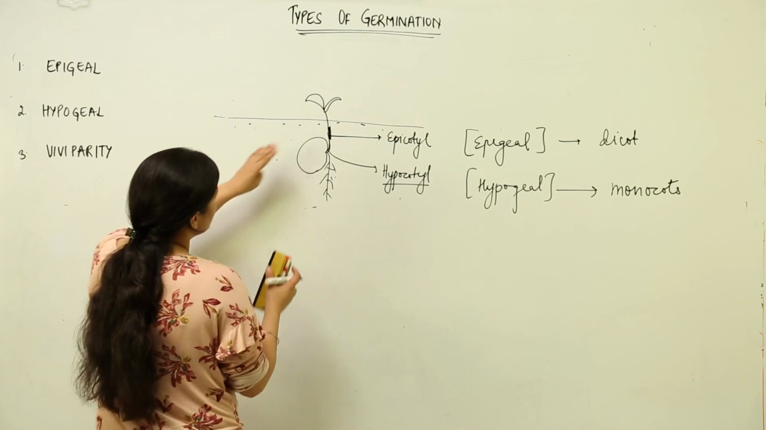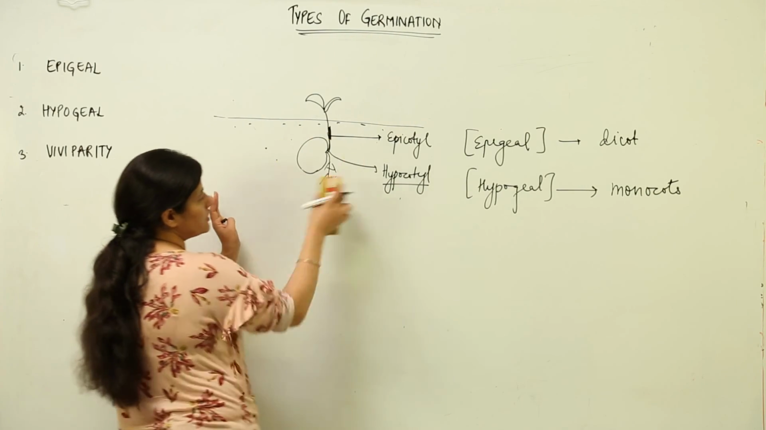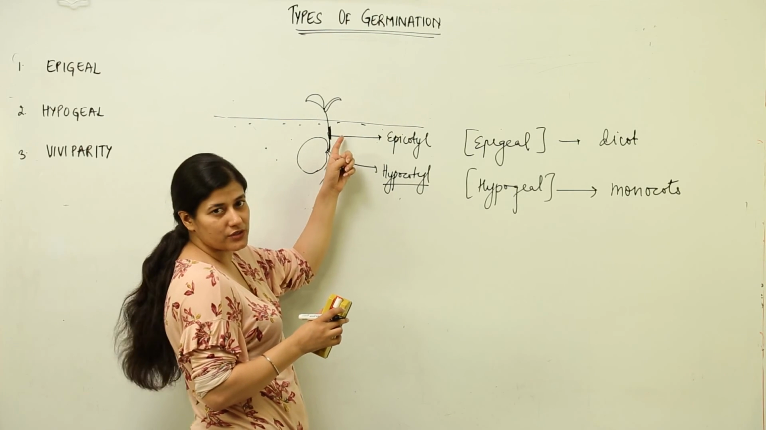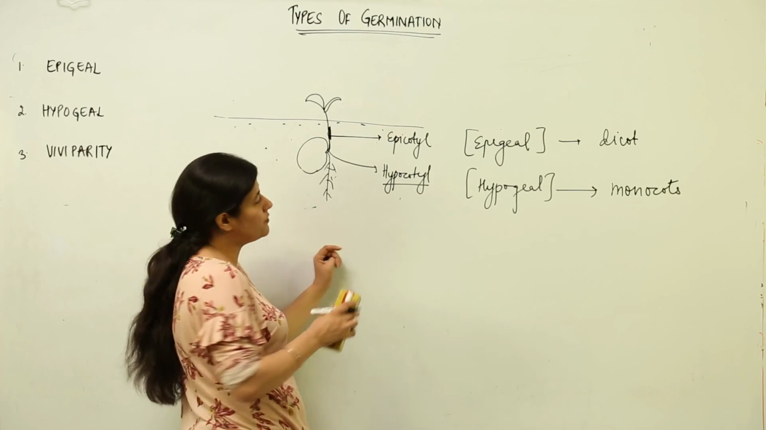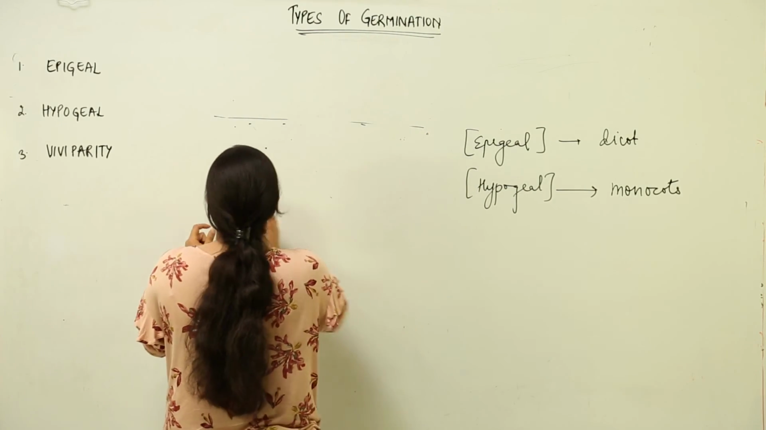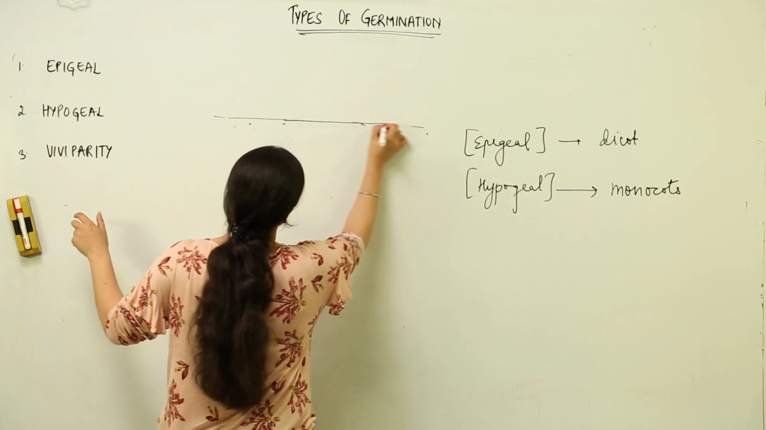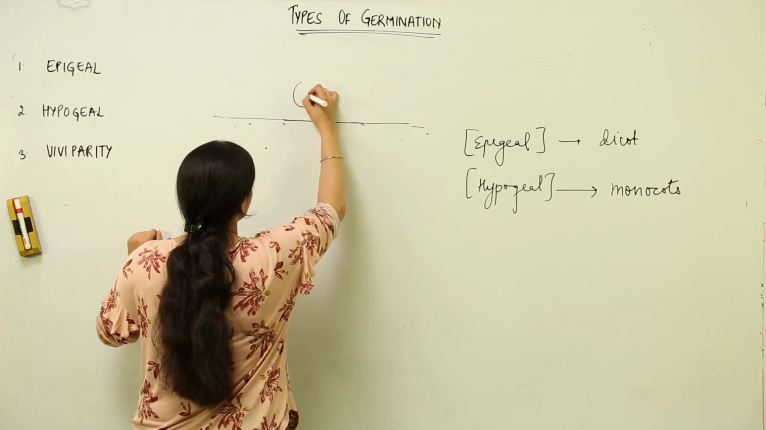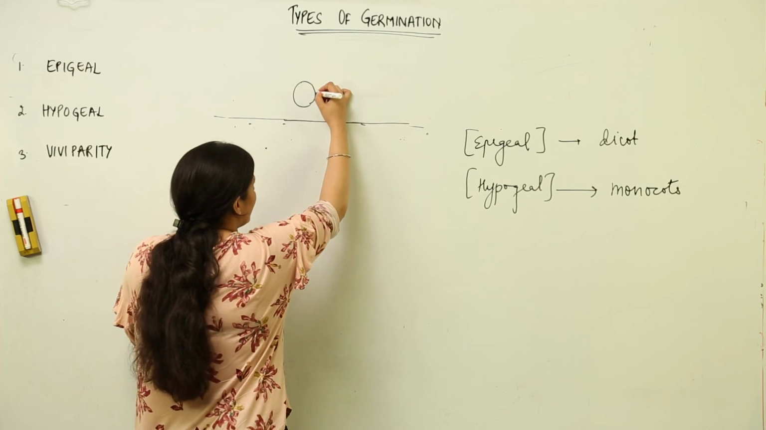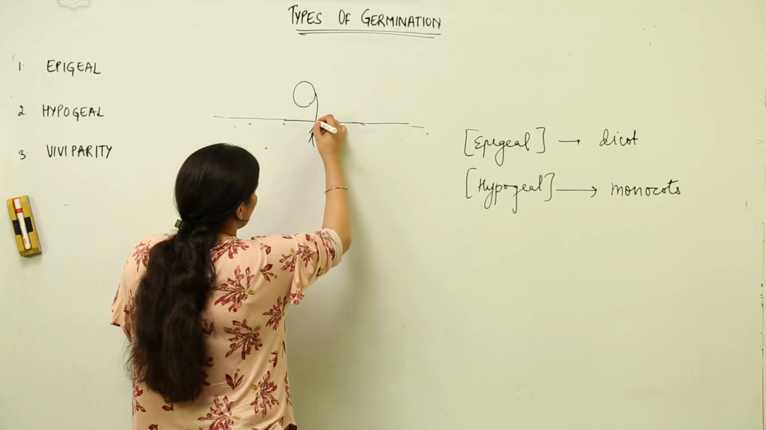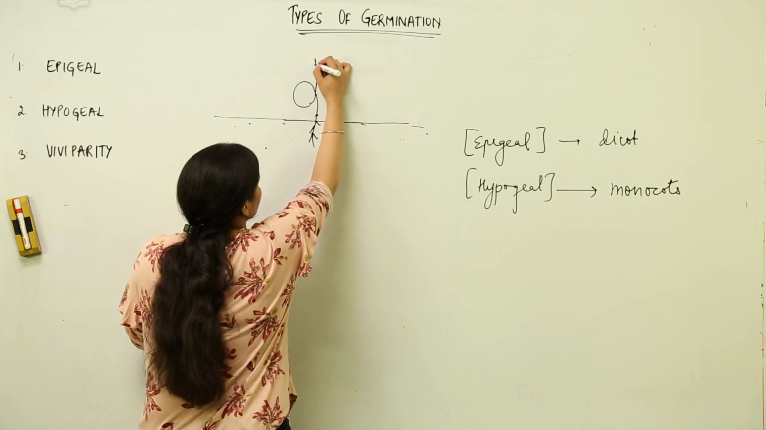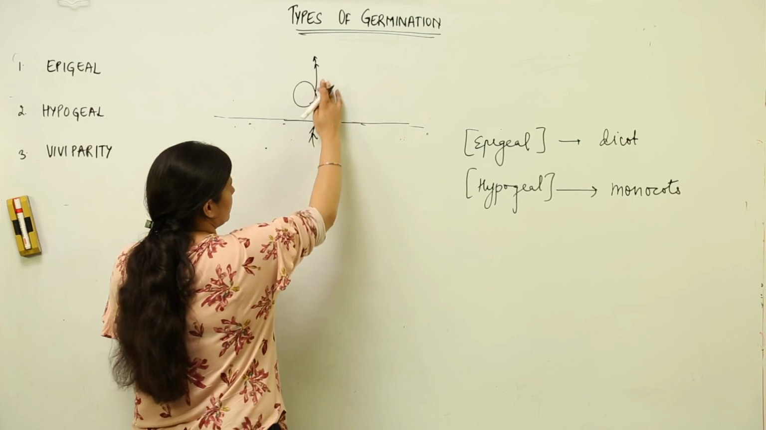Let's talk about that. This is the soil surface, this is the seed. Just for reference, the part that is away from the seed is the epicotyl, and the part closer to the seed is the hypocotyl. In the case of epigeal growth, the seed stays outside the soil surface, the radicle develops, and in the beginning epicotyl growth takes place.